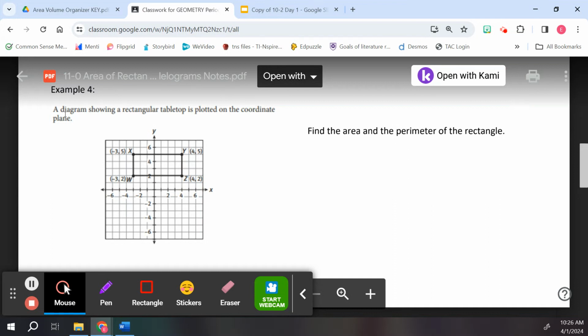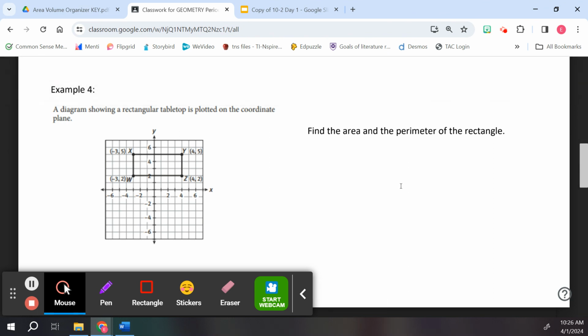All right, so this says, a diagram showing a rectangular tabletop is plotted on the coordinate plane. Find the area of the perimeter of the rectangle. Now this one's very easy because we can just count the amount of units we have. However, if it's ever tilted, you're going to have to use the distance formula.